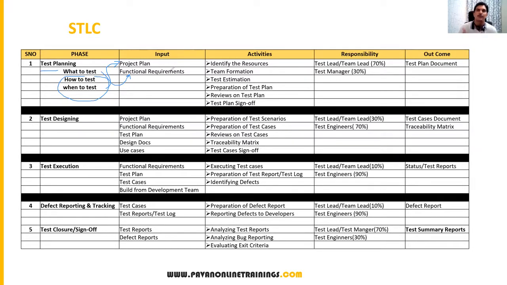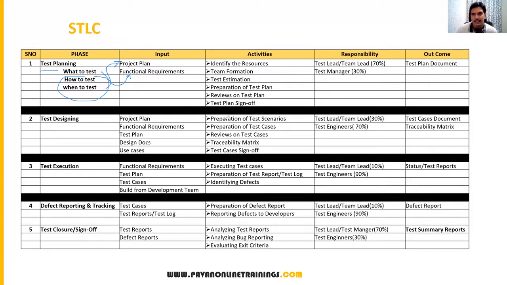Done. So now what are the activities we do in the test planning phase? The first activity is to identify the resources. This is actually done by lead level or test manager level people. Test planning is not normally done by the test engineer, but by people who have 5, 7, 10, 15 years of experience. So more senior guys will perform the test planning phase, lead level or manager level people.